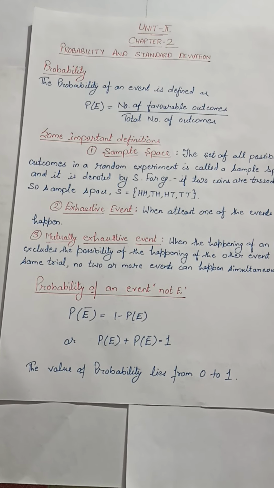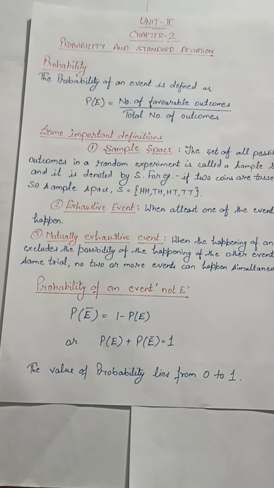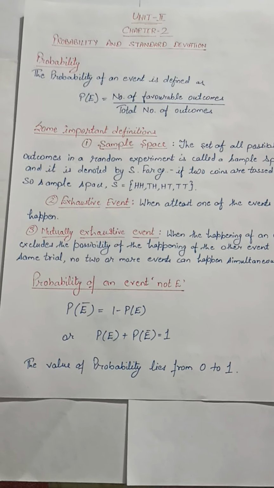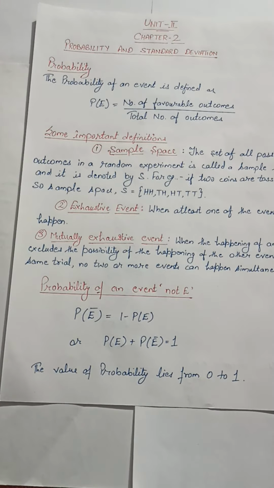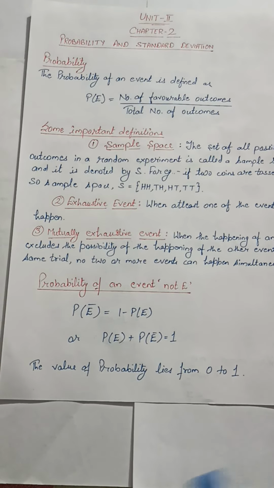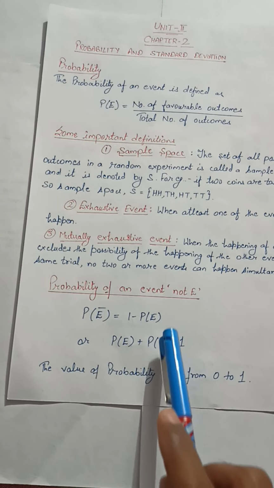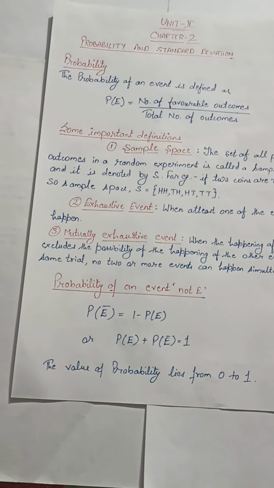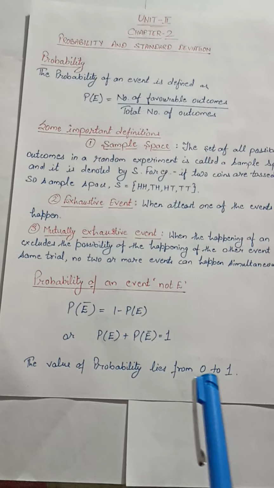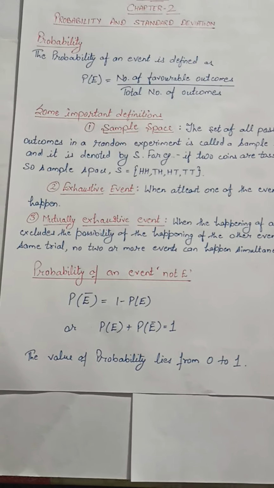Now let's consider another important term: the probability of an event not E, which is denoted by probability of E dash or E bar, and is calculated by 1 minus probability of E. So we can conclude by this formula that probability of E plus probability of E dash is equal to 1. It is to be noted that the value of probability lies from 0 to 1. That means 0 is the least probability and 1 is the total or maximum probability.